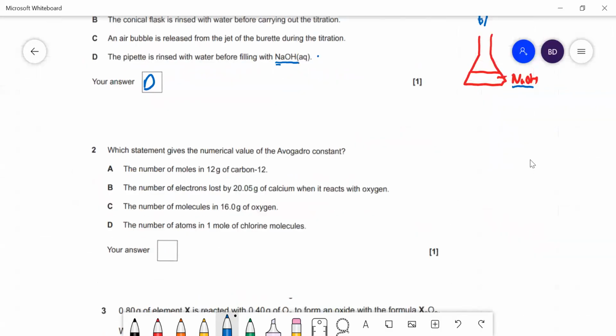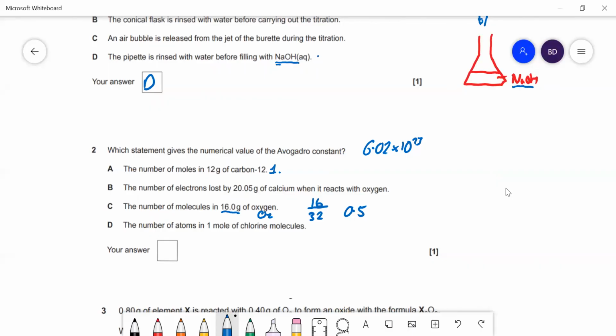Which statement gives the numerical value of the Avogadro constant, which is of course about 6 times 10 to the 23? The number of moles of 12, no, that's wrong, because that's just 1 mole, won't it? The number of molecules in 16 grams of oxygen, well, that would be half a mole of oxygen, because the Mr of O2 is 32. So that would be 0.5 of a mole, half of the Avogadro constant. So it's not that one.